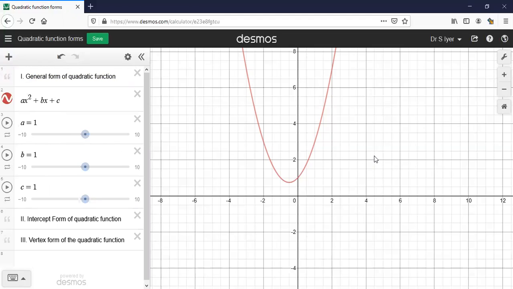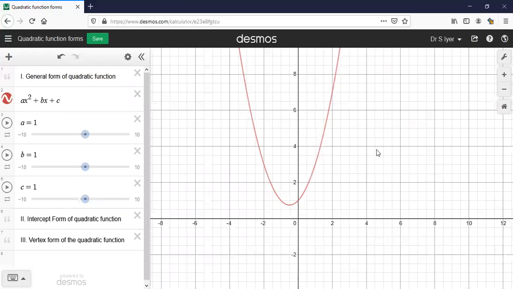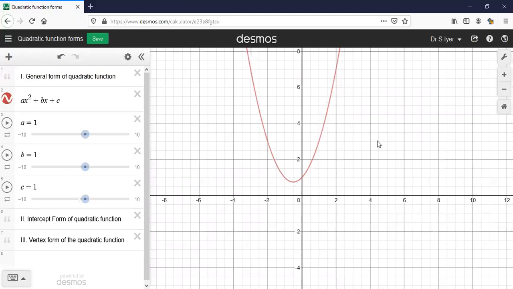You know that every quadratic function is a parabola of one form or the other, right? And this equation 1x squared plus 1x plus 1 looks like this. Now let's vary the levels of a, b, and c to understand their role in the quadratic function. Let's start with c. I'm going to increase the value of c from 1 to 2, 3, 4, and so on. And you'll observe that the parabola is shifting upwards.